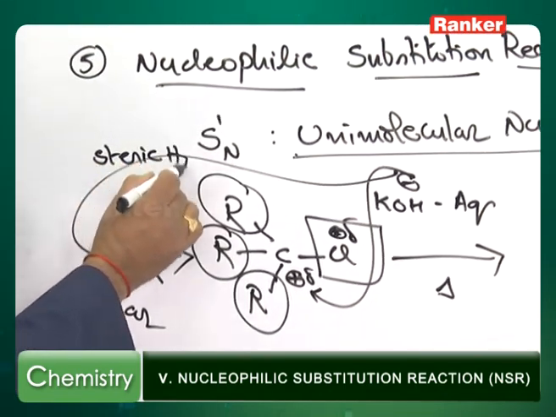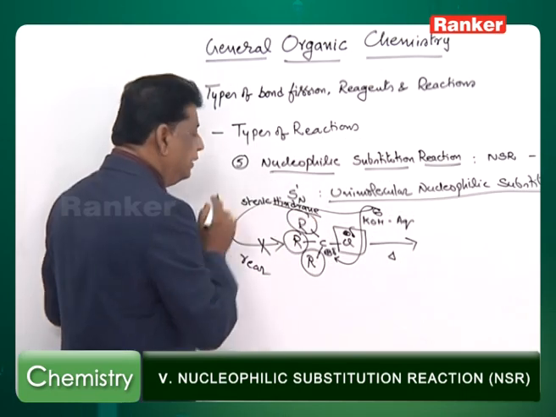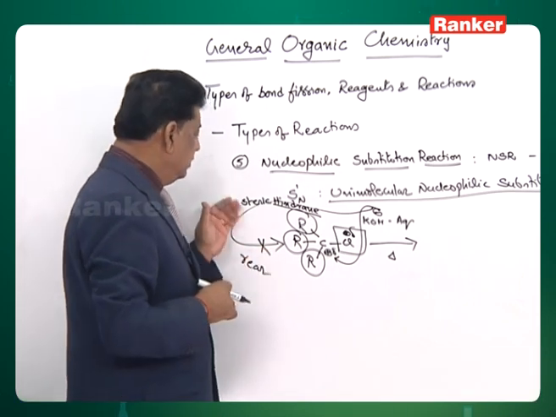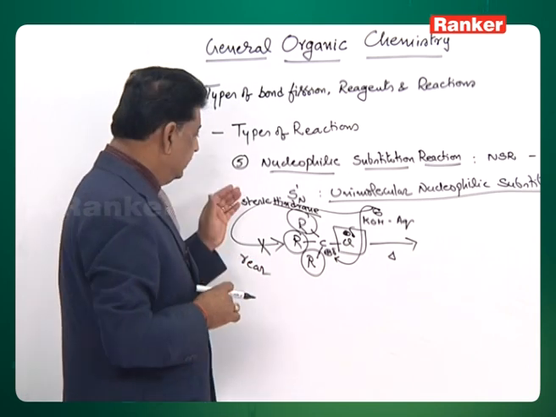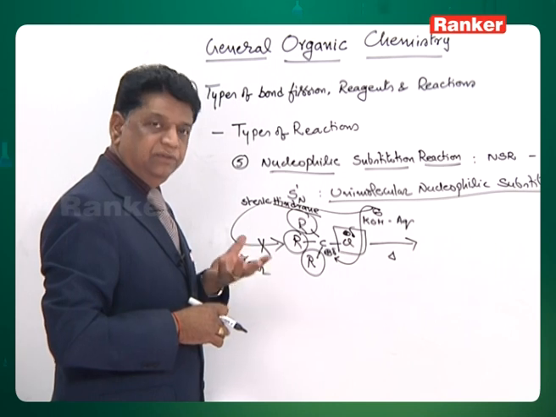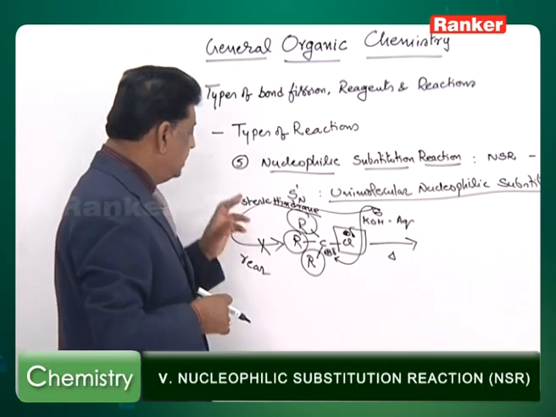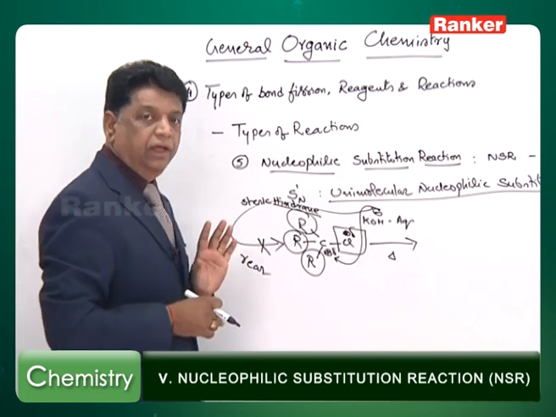This problem is described as steric hindrance. Steric hindrance means a problem created three-dimensionally. We are going to see this in detail later, but steric hindrance means that whenever the reaction or attack is not taking place just because of the unavailability of space, it is technically termed steric hindrance. Due to the steric problem, it is not attacking from the backside.